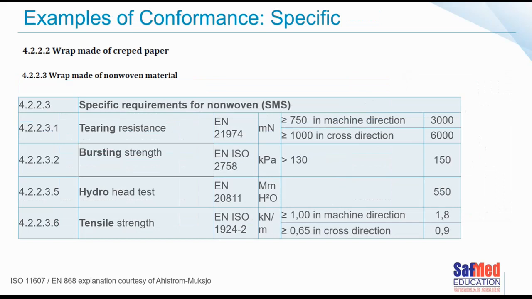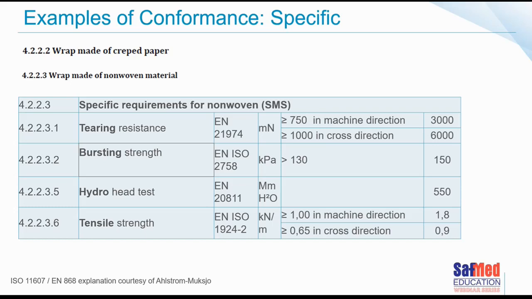Moving on to some more specific information. This part of the standard is divided into wrap made of crepe paper, wrap made of paper, wrap made of non-woven materials, etc., and also reference to reusable materials. I took out an extract of the specific requirements for non-woven material, of which SMS is an example. The reason I did that is because I have some images of the tests being performed on SMS materials that were kindly shared with us from our partners.